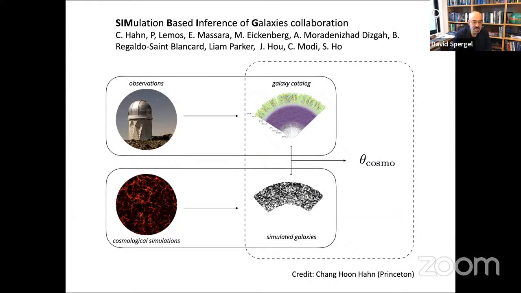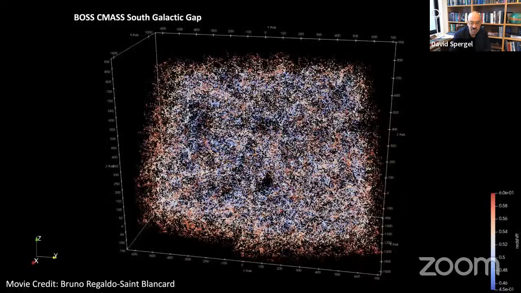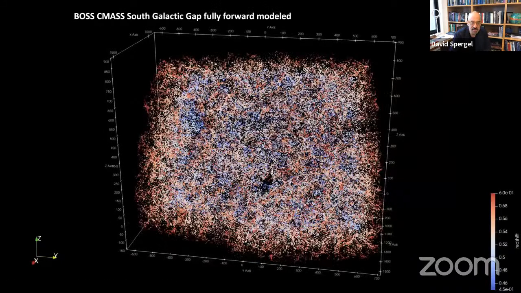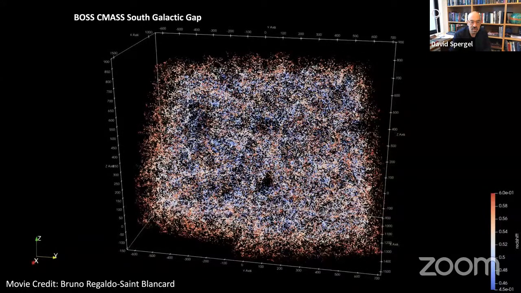And here's the collaboration group. This group has produced a series of papers that have appeared on the arXiv in the last couple of months, which I think is a nice place to look for examples of how this is used effectively. And here's the observation showing the large-scale distribution.